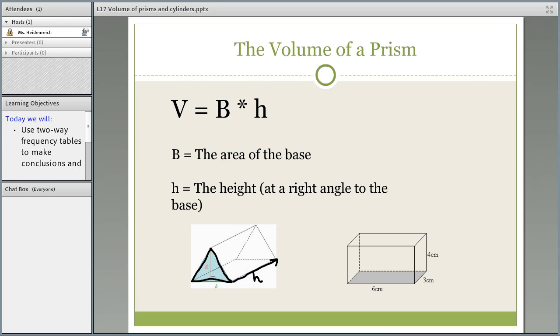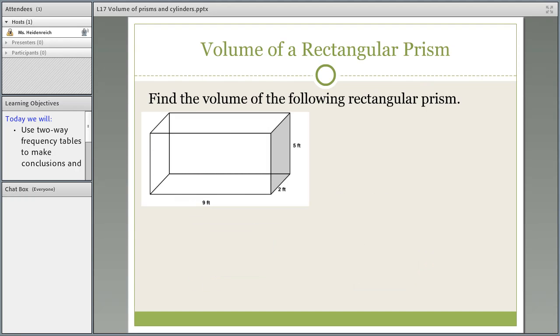Here's another example of a prism. We would take the area of that shaded base, which would be 18, because 6 times 3 is 18, and then we would multiply it by the height, which is 4. Okay, so that's the goal here.